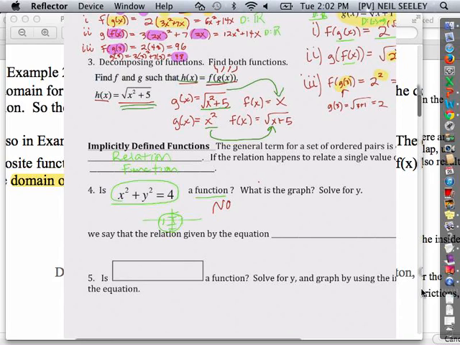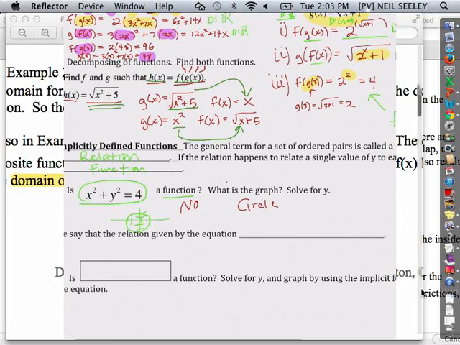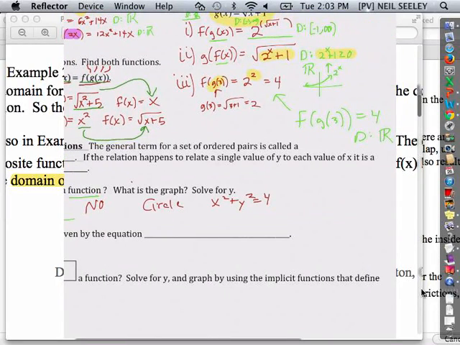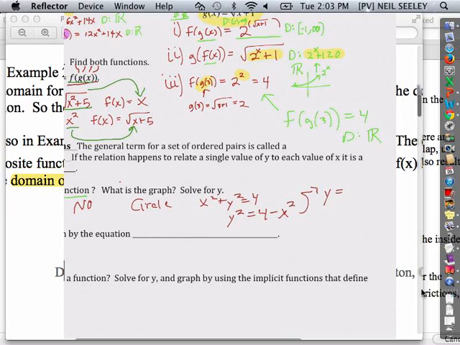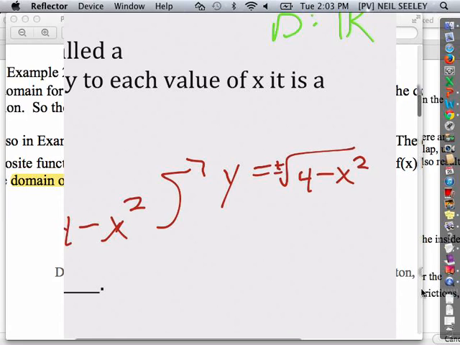Vertical line test. What is the graph? Circle. Solve for y. Okay, I will. Y squared equals 4 minus x squared. Take the square root. It'll be the square root of 4 minus x squared. Don't forget, it has to have plus or minus, because you do radical, and that's what happens.